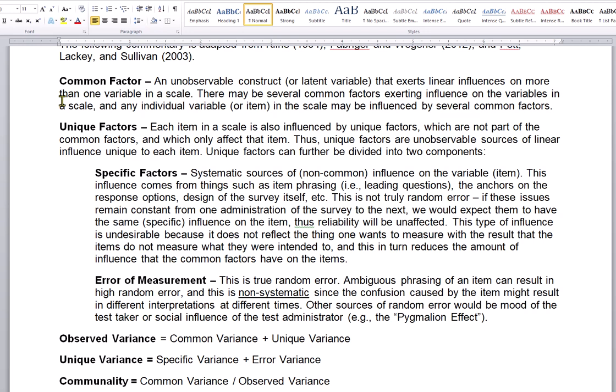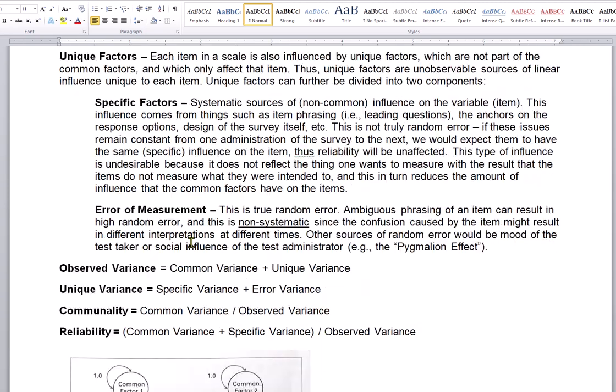And then the second type of unique factor is error of measurement, which is true random error. If the phrasing of the question itself is highly ambiguous and people can't figure out what it is you're asking, sometimes they're going to put high scores and sometimes they're going to put low scores, and that would then be true random error, which would cancel out and cause a lower value for the reliability of the scale. Both of those would affect the validity of the scale.